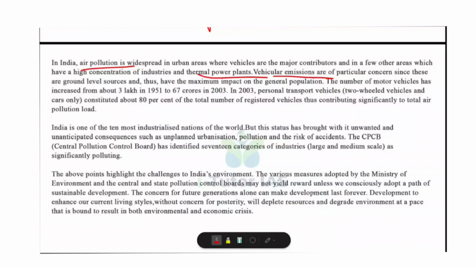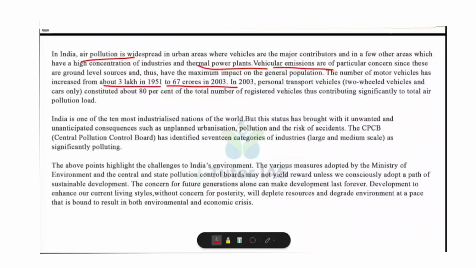So to give you an idea, the number of motor vehicles in India increased from about 3 lakh in 1951 to 67 crores in 2003. Out of these, personal transport vehicles like cars, two-wheelers, etc. made up 80% of registered vehicles, contributing significantly to the total air pollution load. This shows how urbanization and increased personal transport has become major drivers of air pollution in India.